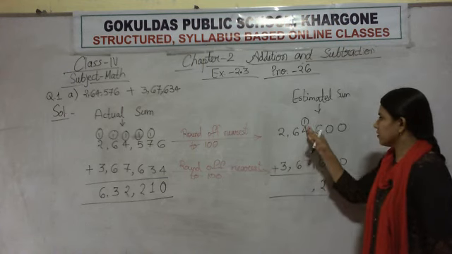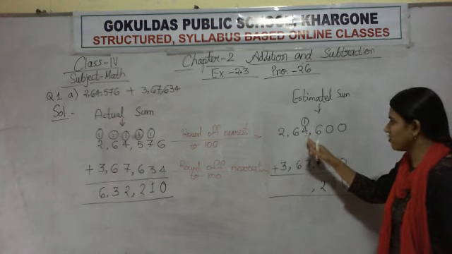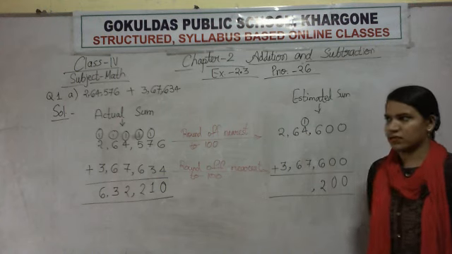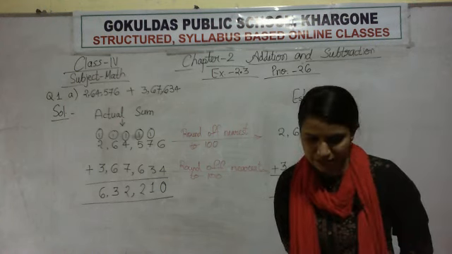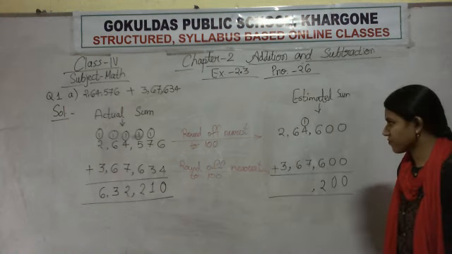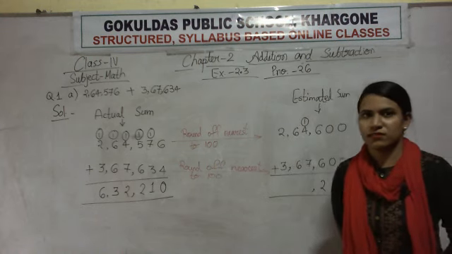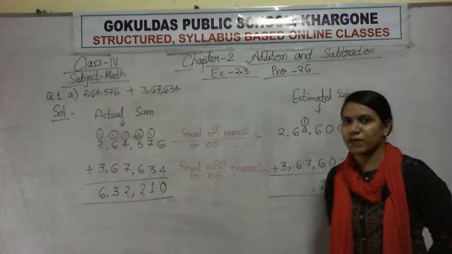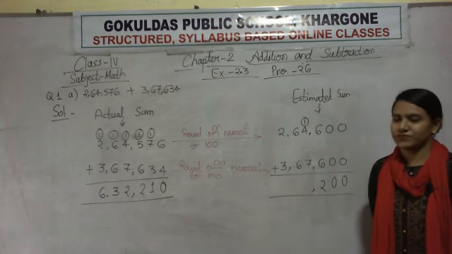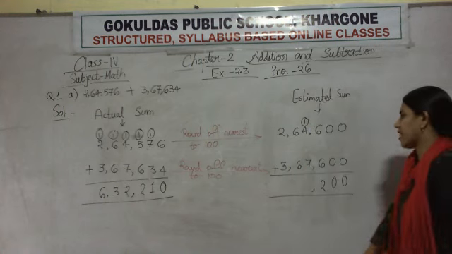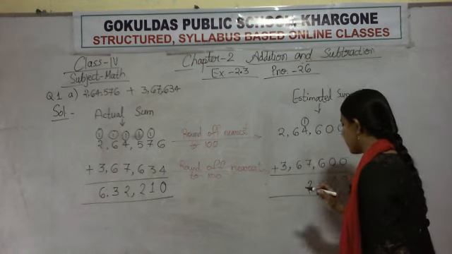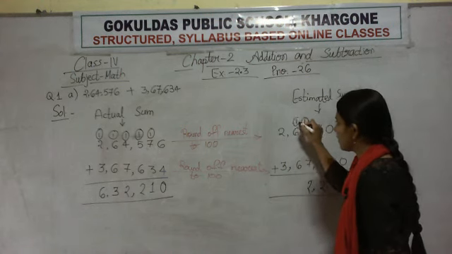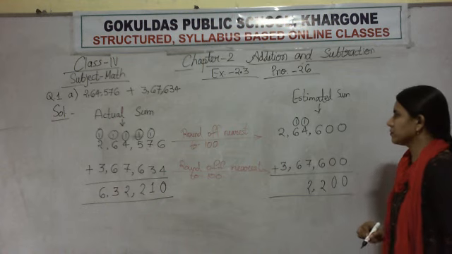Now add 1 plus 4 plus 7 and give me the answer. 1 plus 4 is 5. 5 plus 7 is, right, again 12. So you will write 2 here and 1 is regrouped with the next column.